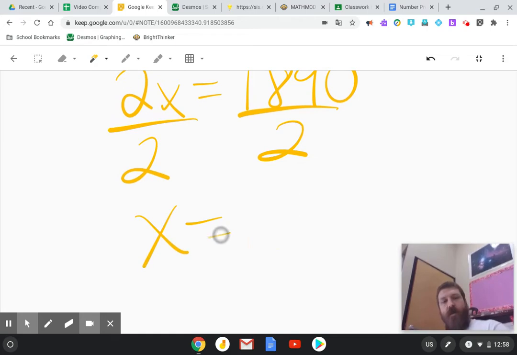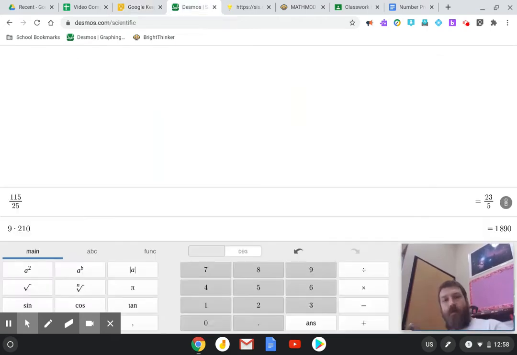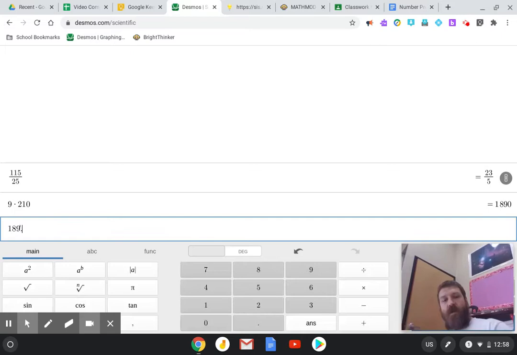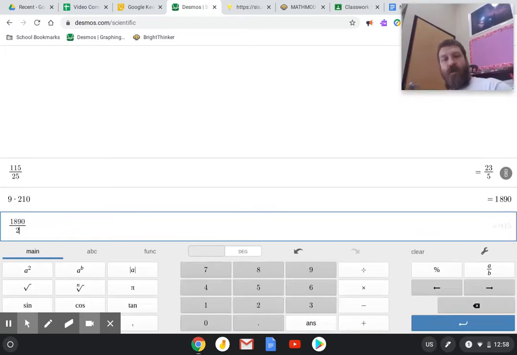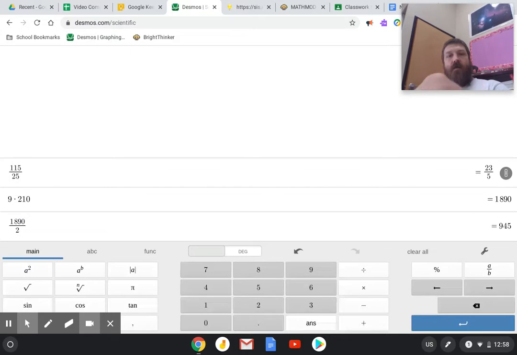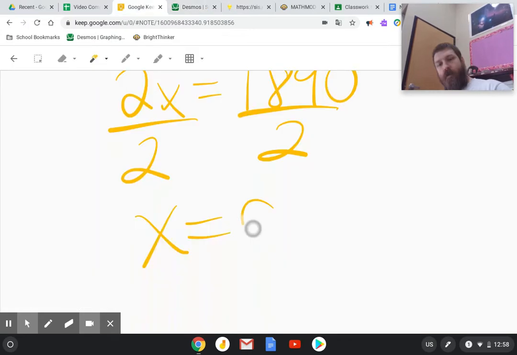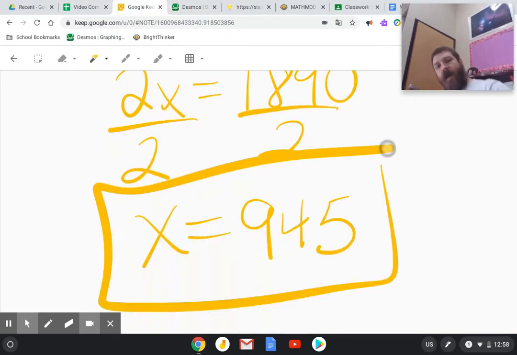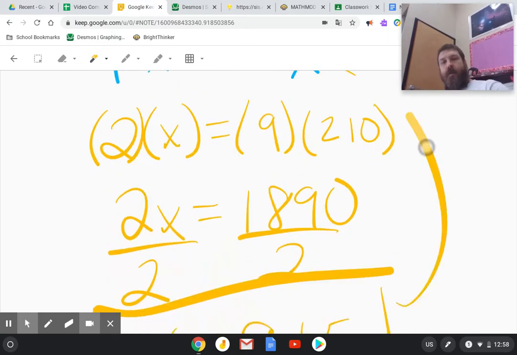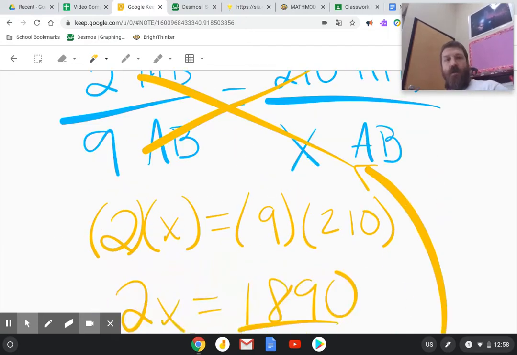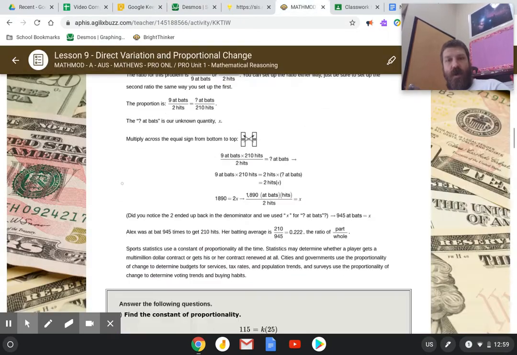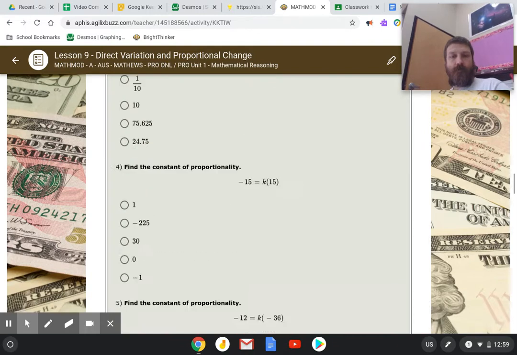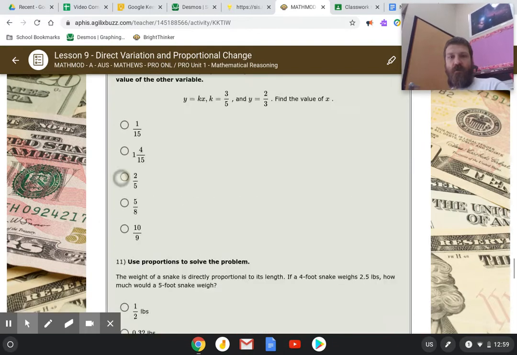And I get x equals 1,890 divided by 2. And I get 945. So that's how many at-bats we would have if we got 210 hits. Let's go over here. And that was our answer right there, 945. All right. So that's more or less how you're going to work out these problems.